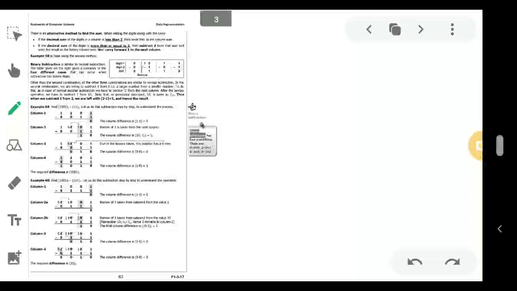In the previous lecture session, we discussed the binary addition rules and how to perform binary addition. In today's session, we will learn how binary subtraction can be performed and what the binary subtraction rules are.